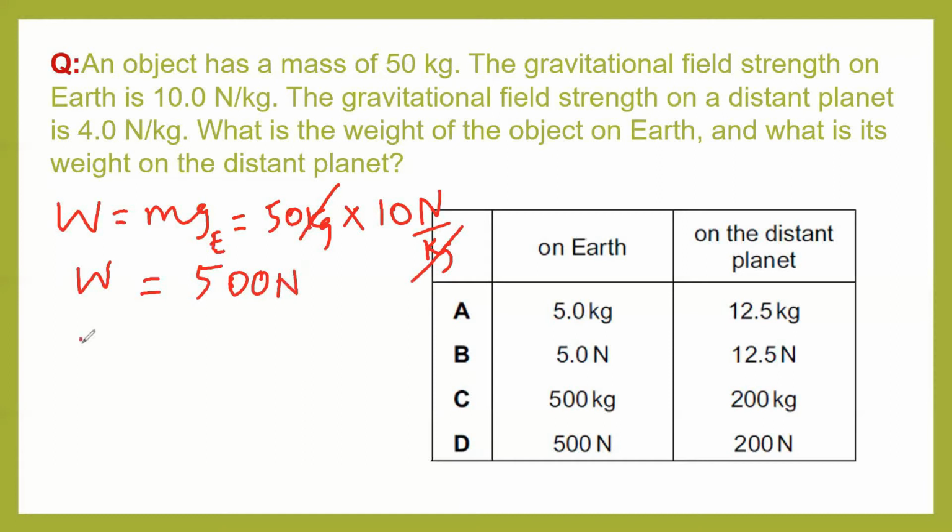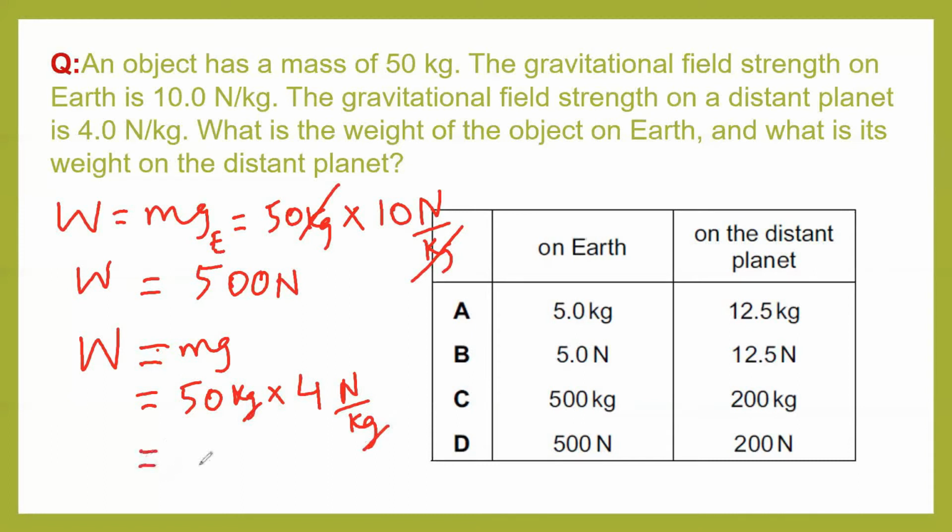Now I can try another weight for the distant planet. Again, the formula is mg, and I'm going to substitute the values in. The mass is the same, that is 50 kilograms, and the value of g for the planet is 4 newtons per kilogram. Again, kilogram can be cancelled by kilogram, and I'm going to get here 200 newtons.